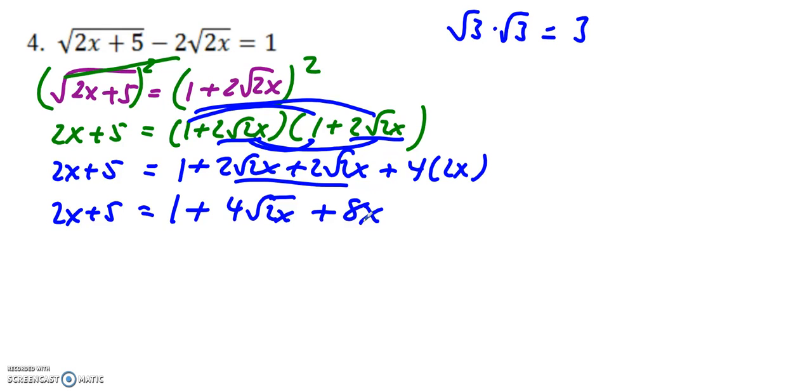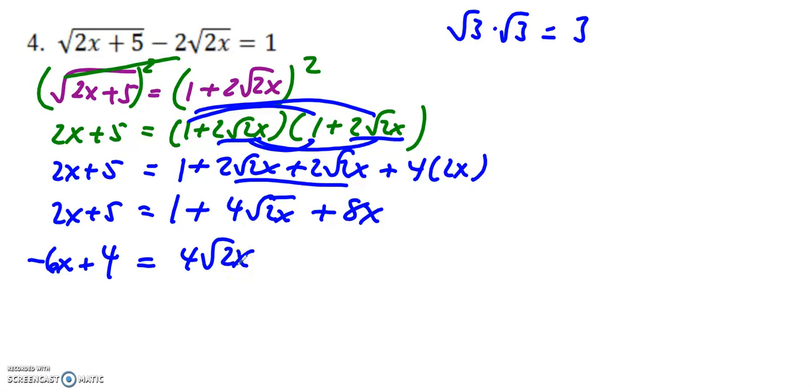Now here's why this one is such a pain. We have another radical, and the goal of all these problems is to isolate the radical so that we can get a final answer. So what we're going to have to do is move the 1 and the 8x over and square both sides again. So if I move the 1 over, I'm going to get a 4, and if I subtract the 8x over, I'm going to get a negative 6x. So I have negative 6x plus 4 equals 4 root 2x.